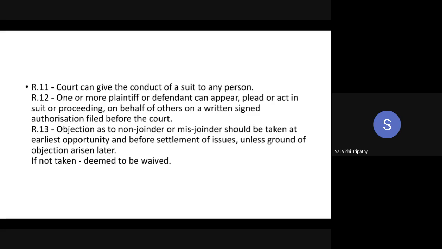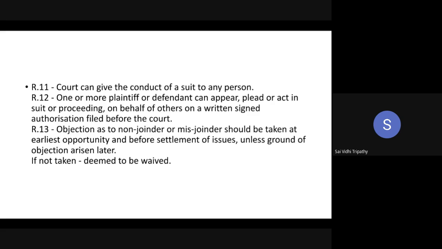Suppose one plaintiff has a written authorization from the other plaintiffs, then he can very well appear, plead or act on their behalf. Similarly, if there is more than one defendant and one defendant wants to appear, plead or act on their behalf, then a written authorization can be obtained, and one of such plaintiffs or defendants can appear on their behalf.